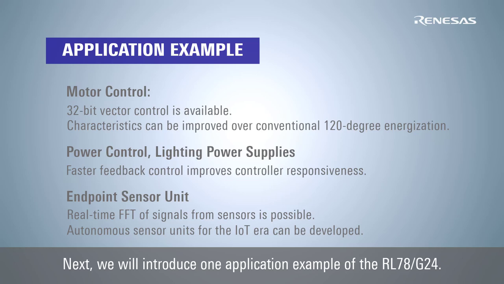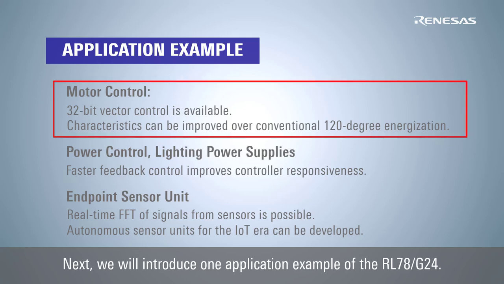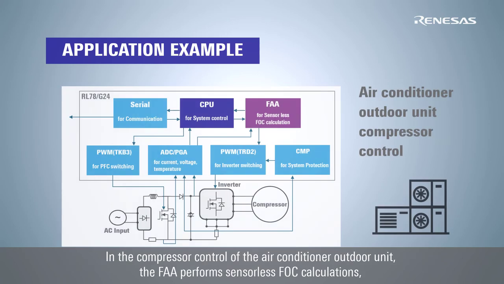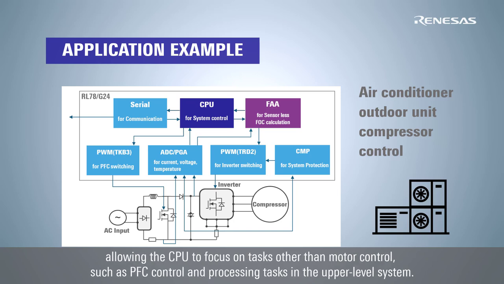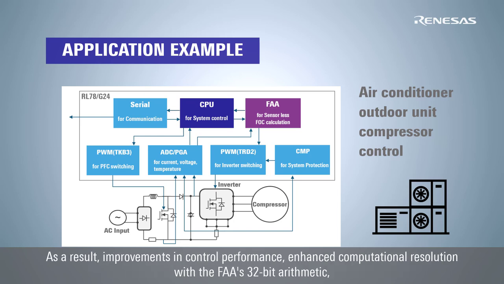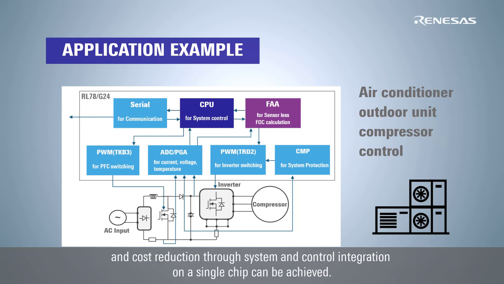Next, we will introduce one application example of the RL78 G24. In the compressor control of the air conditioner outdoor unit, the FAA performs sensorless FOC calculations, allowing the CPU to focus on tasks other than motor control, such as PFC control and processing tasks in the upper-level system. As a result, improvements in control performance, enhanced computational resolution with the FAA's 32-bit arithmetic, and cost reduction through system and control integration on a single chip can be achieved.